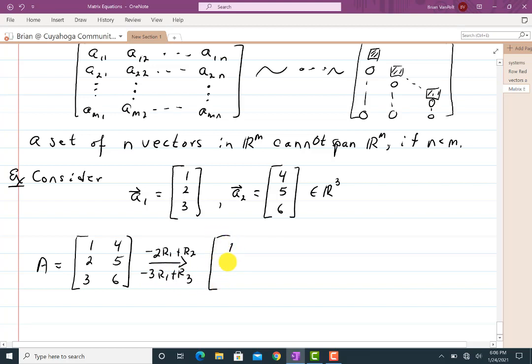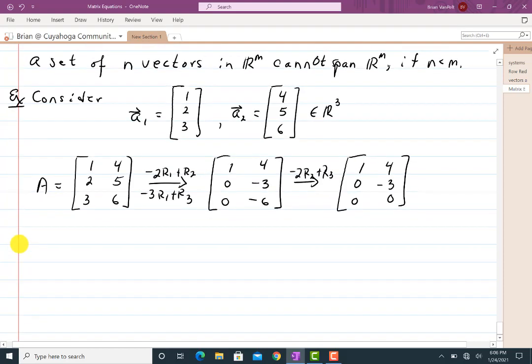I don't want a lot of them. I just want to get to a certain point and then I'll stop. Negative 2 times 4 is negative 8 plus 5 is negative 3. Of course, this will be the same. And negative 3 times this will be negative 12 plus 6 will be negative 6. And then I will do negative 2R2 plus R3. Like so. So you can see there's a row of zeros. My echelon form is not as perfect as I would like to have it.